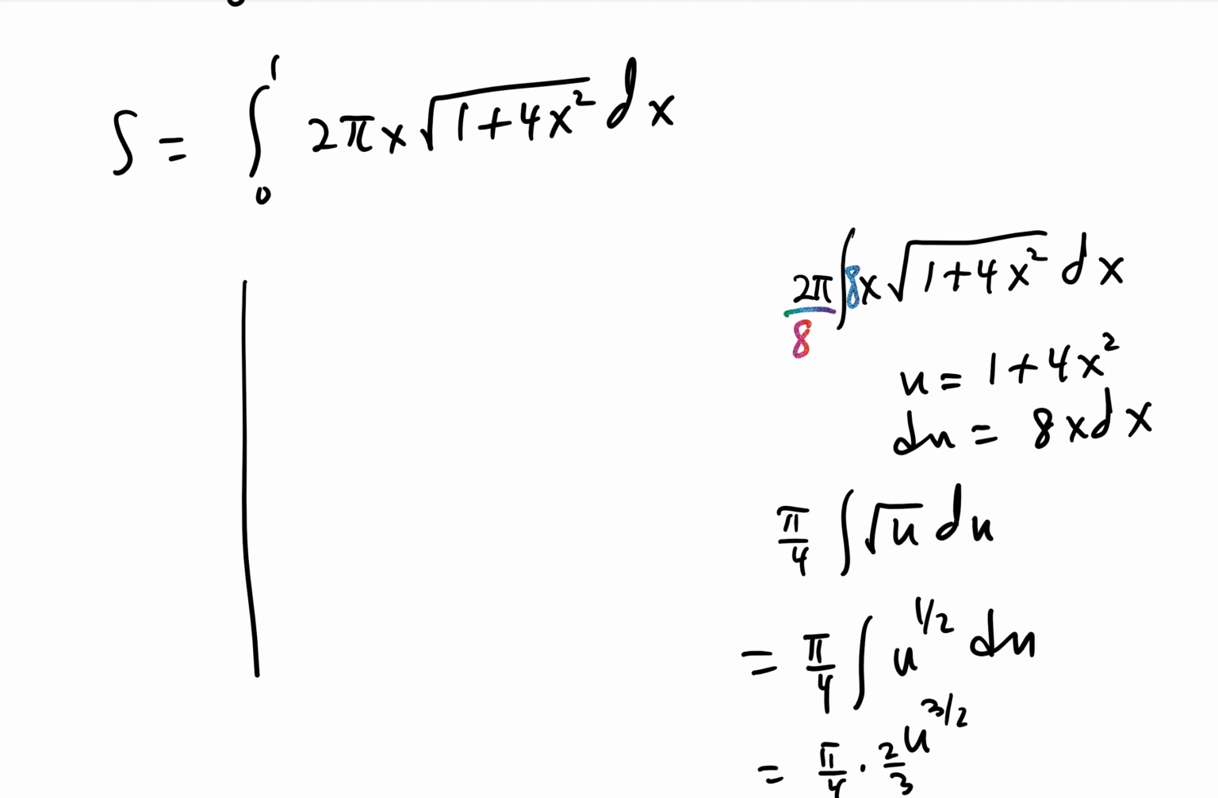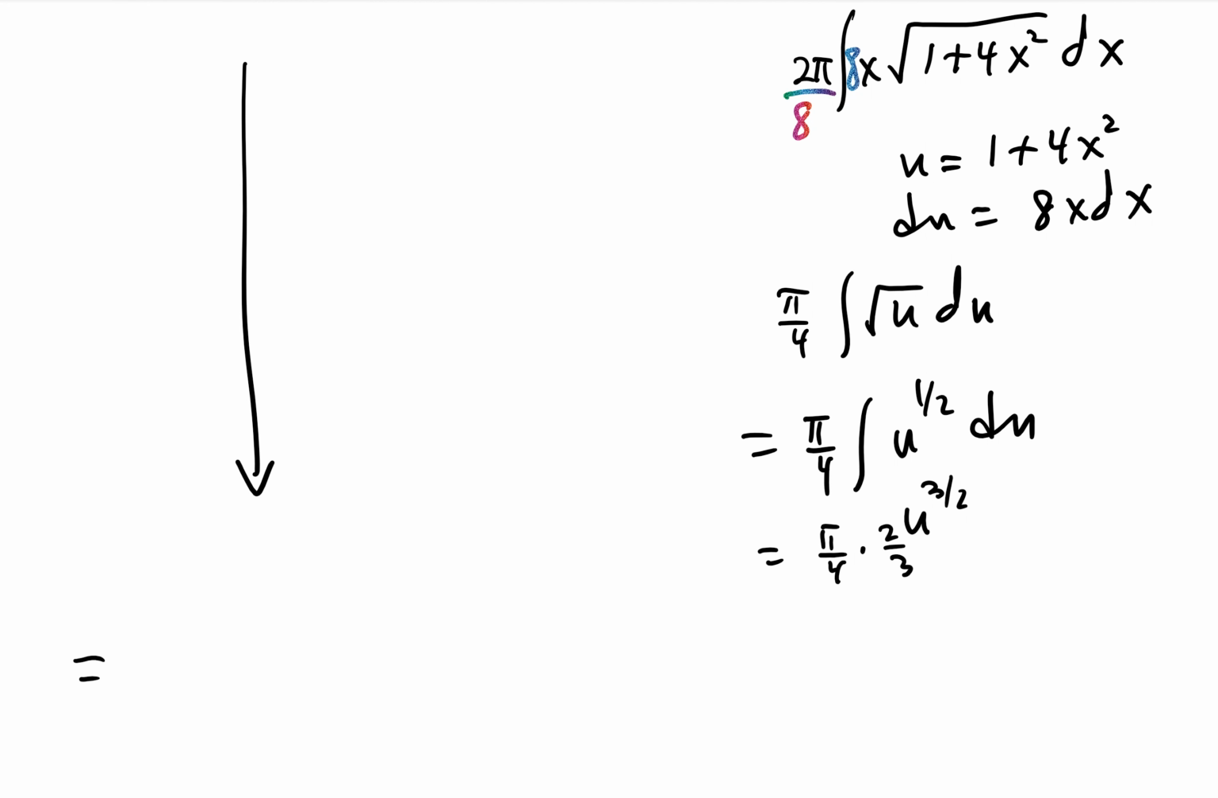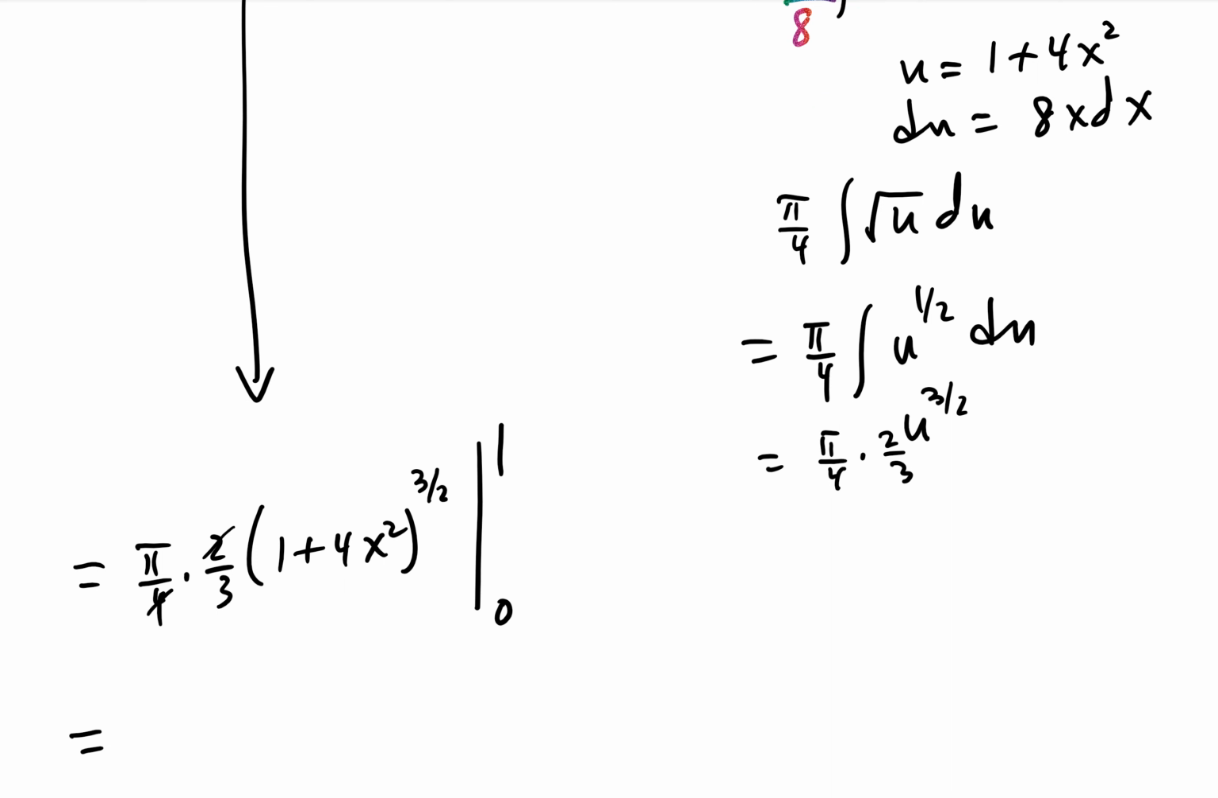So then we finish s here. Pi over 4 times 2/3. u is 1 plus 4x squared, 3/2 from 0 to 1. From 0 to 1. And the calculation should be easy. By 2, 1 by 2, 2, pi over 6. 1 squared, 1 times 4, 4 plus 1, 5. So 5 to the 3/2 minus 1 to the 3/2.